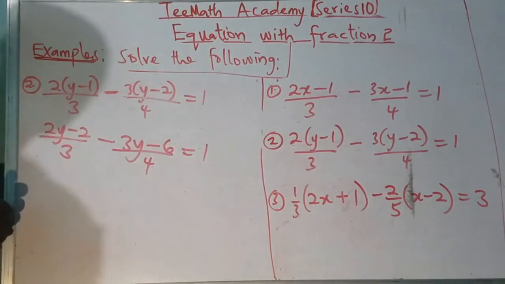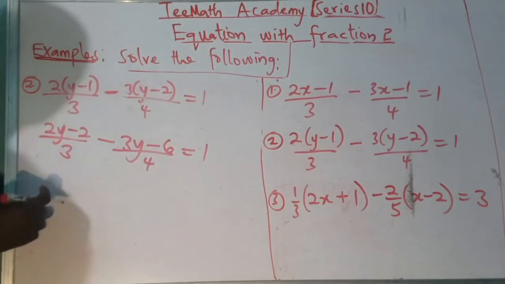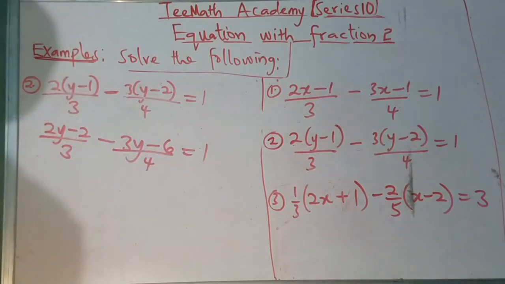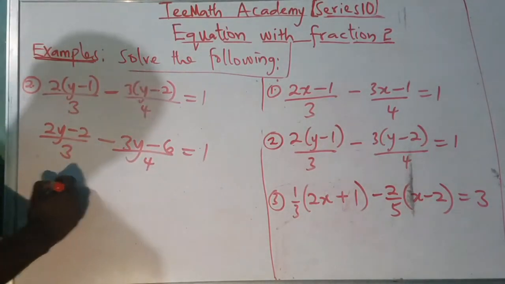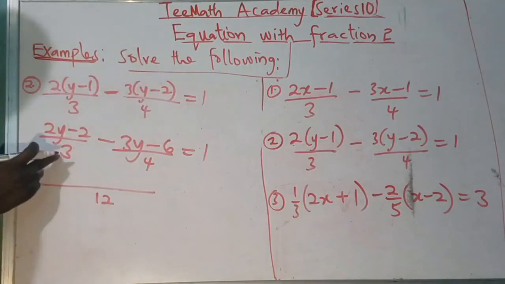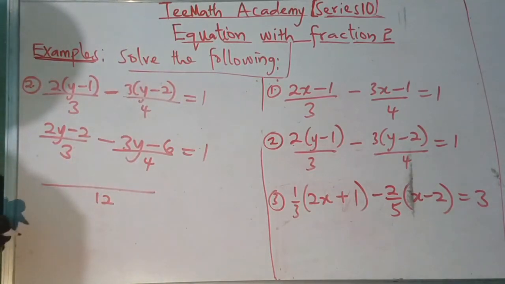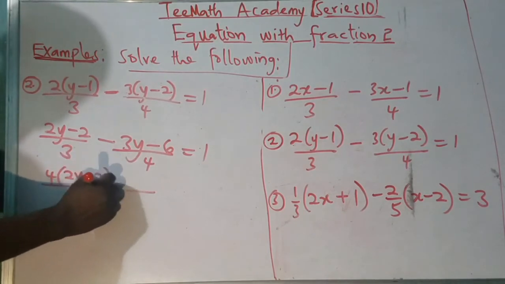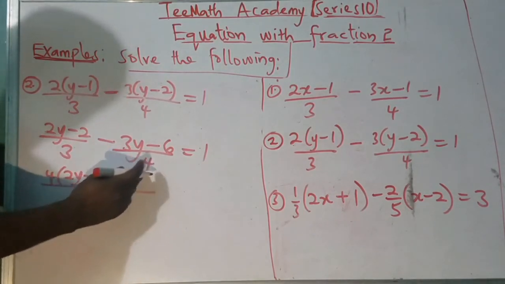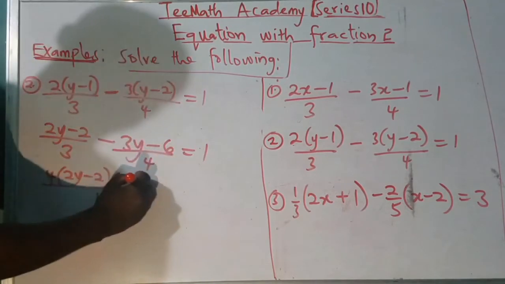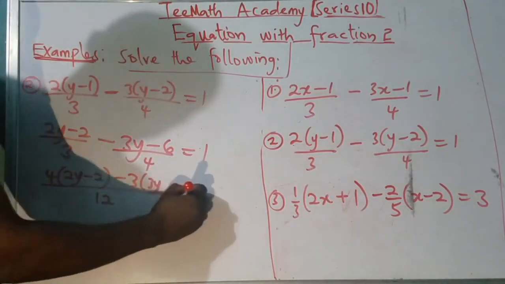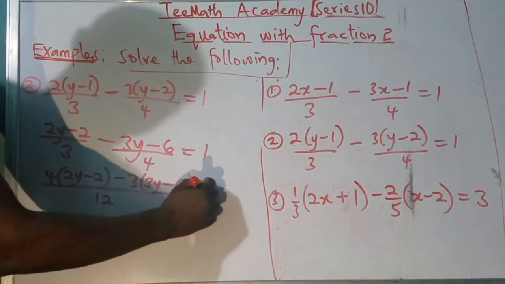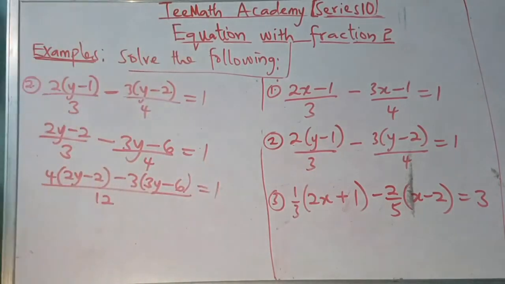So from here we have 2 denominators. You can't cross multiply yet. You have to find the LCM of 3 and 4. So the LCM of 3 and 4 is 12. 3 in 12 is 4, so that will be 4 into 2y minus 2. 4 in 12 is 3, so that will be minus 3 into 3y minus 6, equals to 1. Now you remove the bracket again.